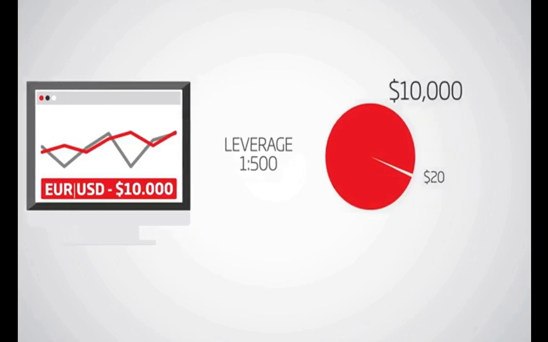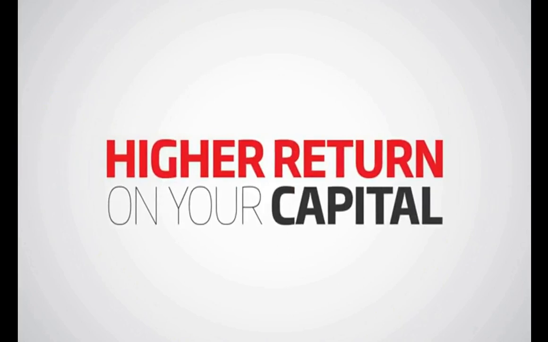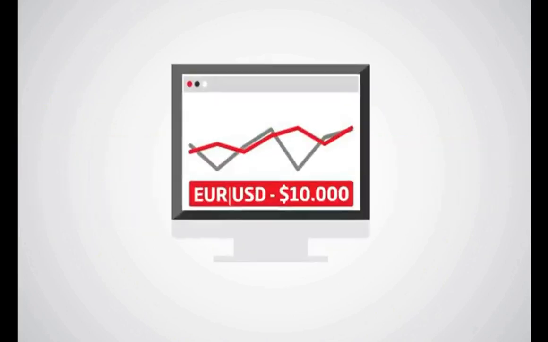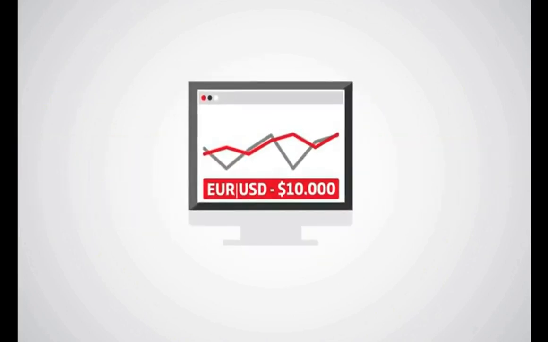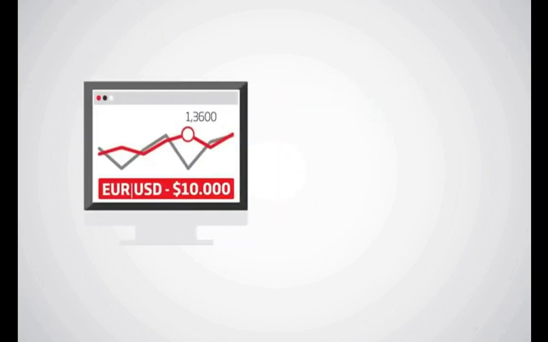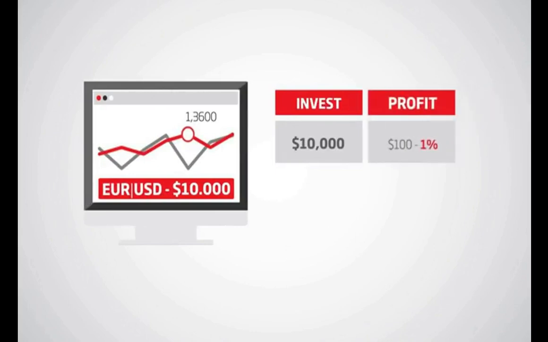The advantage to this is that you get a much higher return on your capital. Let's say you buy one mini lot of Euro USD for $10,000, which is currently trading at 135. Let's say Euro USD goes to 136. For every dollar you've invested, you'll make 1 cent. So that's 10,000 cents or $100. If you put up the whole $10,000, then your $100 profit would be 1%. But if you only put $20 margin to begin with, then your profit would be 500%.